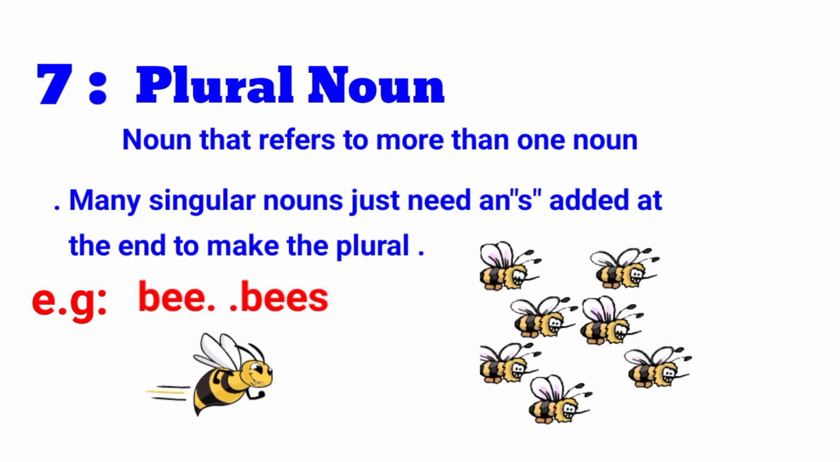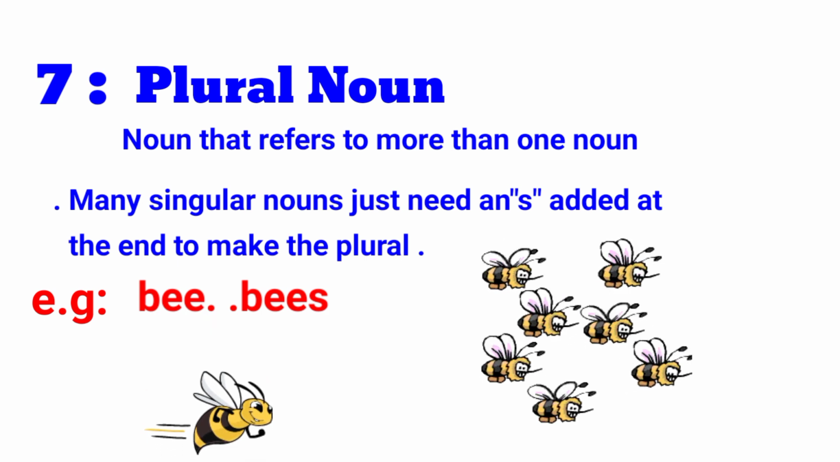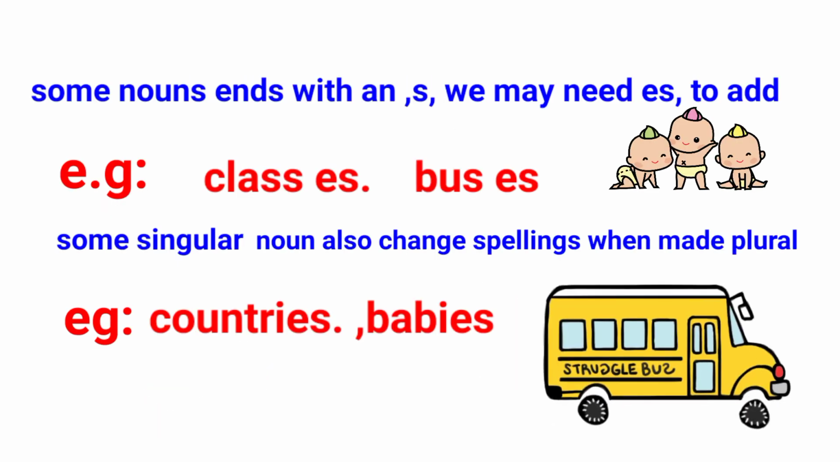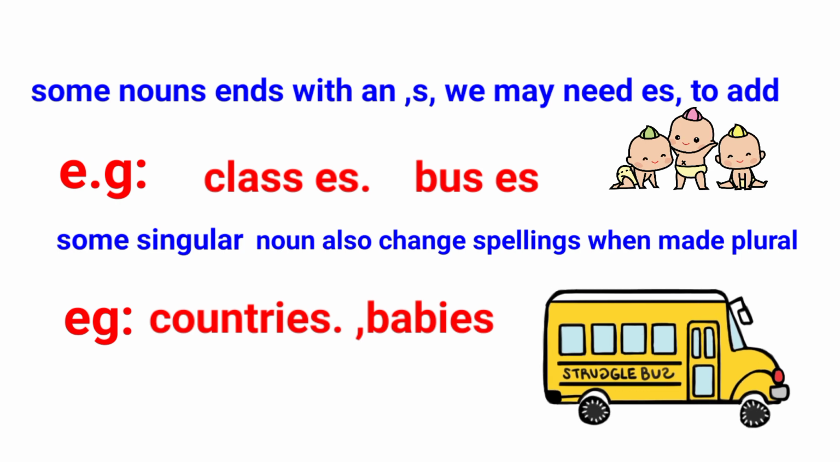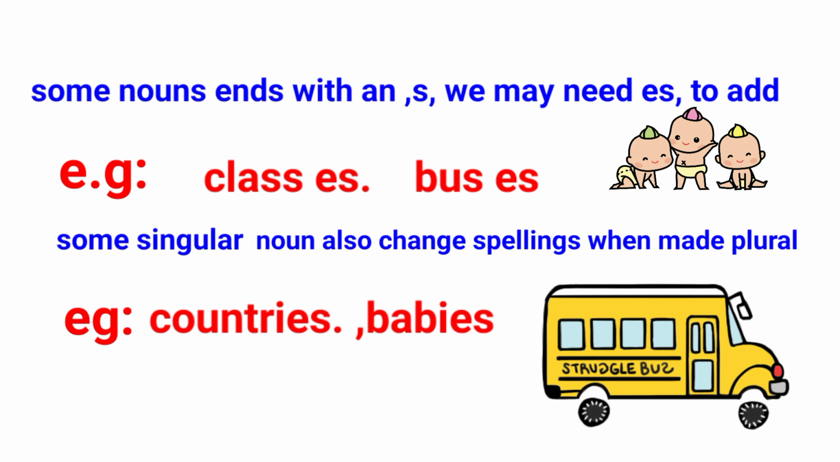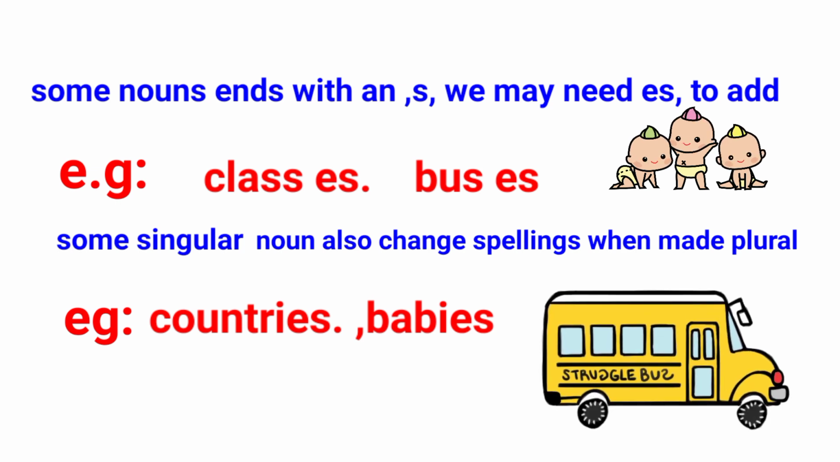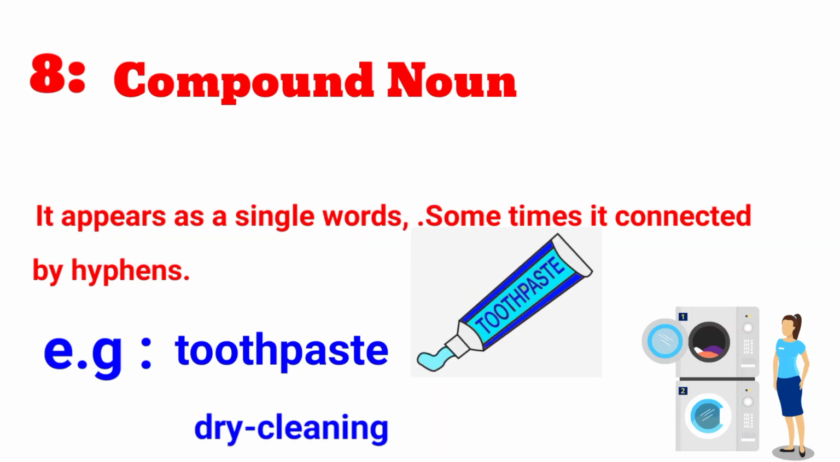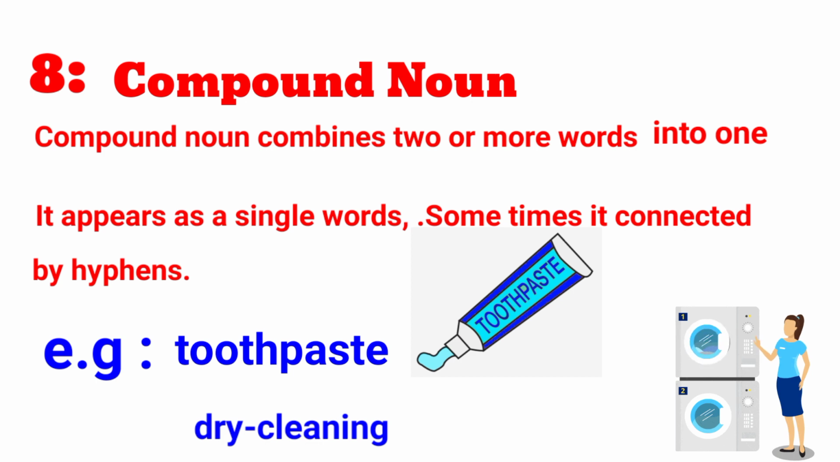Many singular nouns just need an s added at the end to make the plural. For example, bee, bees. Some nouns end with an s, so we may need to add es. For example, class, classes, bus, buses. Some singular nouns also change spelling when made plural. For example, countries, babies.